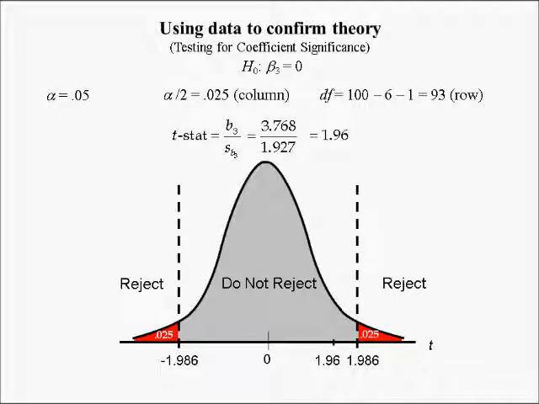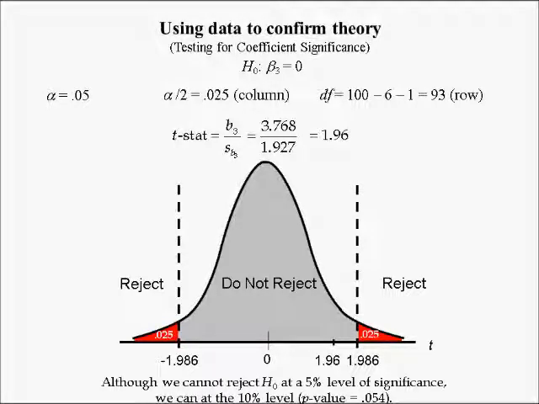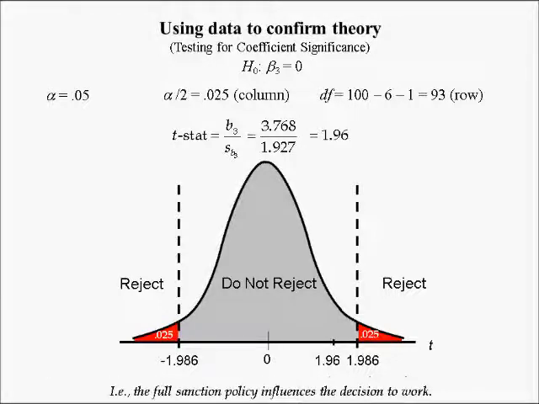1.96 falls just short of the reject region, but notice how close it is in value to 1.986. Remember, the p-value is just above 0.05. So, although we cannot reject the null at a 5% level, we can at the 10% level because the p-value was 0.054. 1.96 is really close to 1.986. Hence, I would conclude the full sanction policy influences the decision to work.